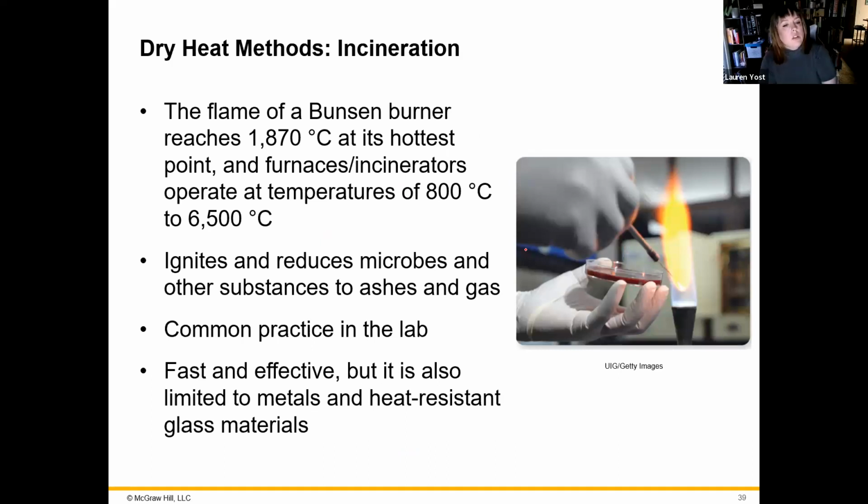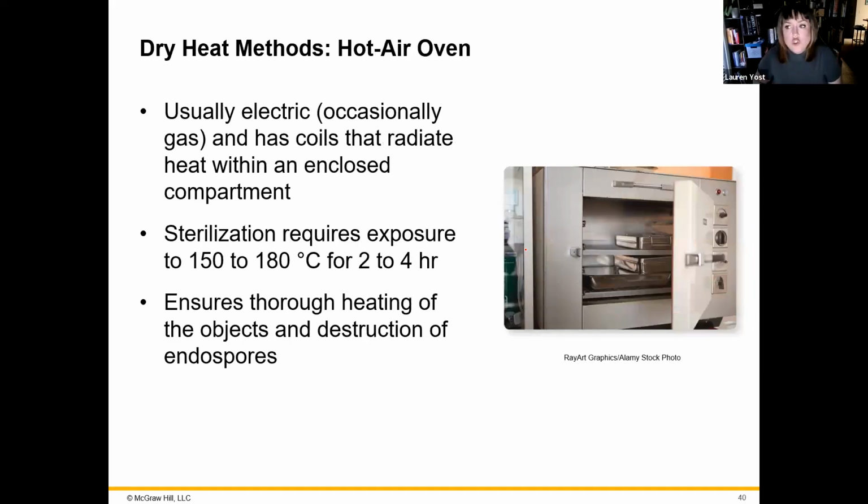So dry methods, this includes incineration. This is like what we do in the lab with our loops. So literally burning things off, right? So this would be a Bunsen burner, which gets 1870 degrees Celsius at its hottest point. And furnaces or incinerators that are made specifically for incineration, those will operate anywhere from 800 up to 6,500 degrees Celsius. So very hot temperatures. This will ignite, literally burn the thing to ash. That's what the goal is here. So we can only use this really on certain metals and heat resistant glassware, right? Because it gets so hot.